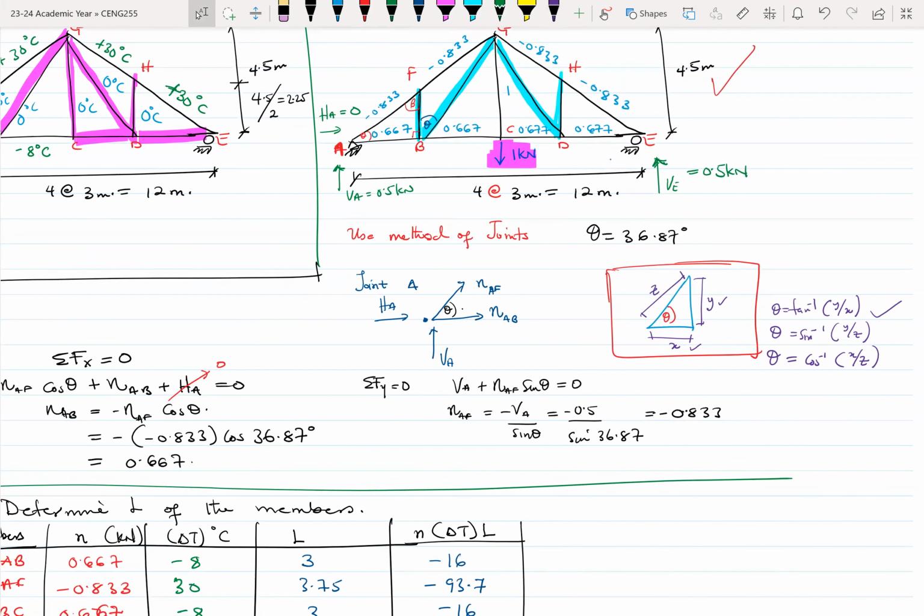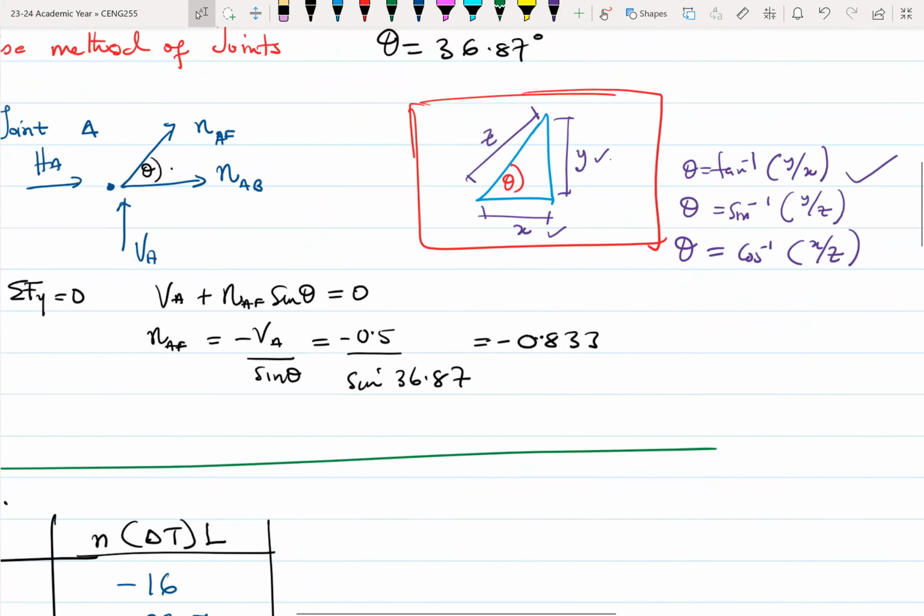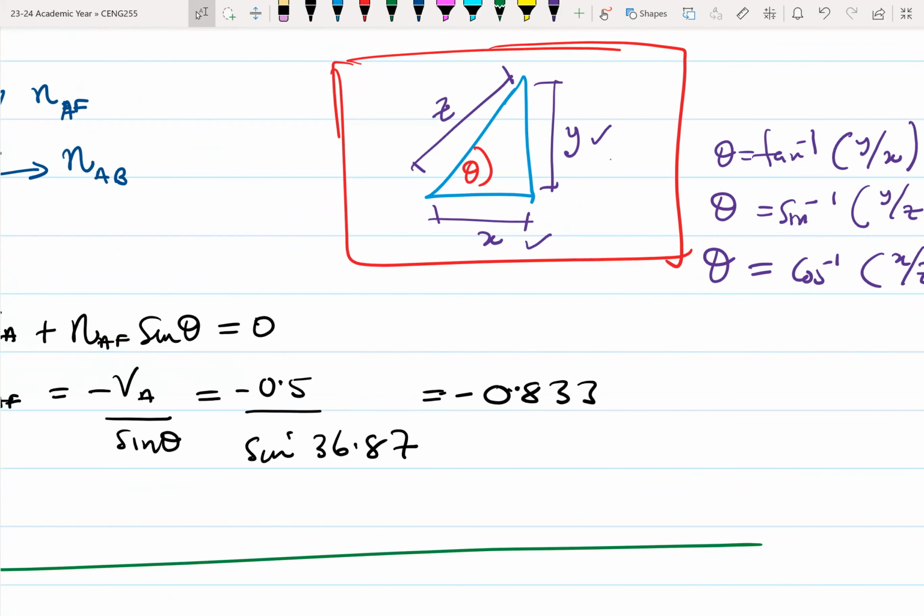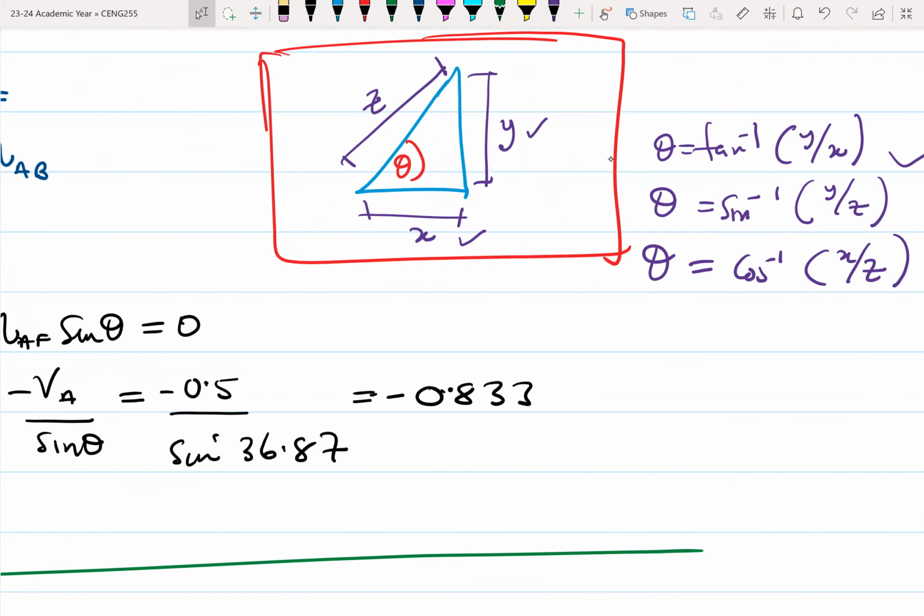Now, how do you get the length values? Again, it's the same process here, the Pythagoras theorem. If you know x and you know y, you can find z. Z squared is equal to x squared plus y squared. So z is equal to the square root of x squared plus y squared. If you know the angle too, you can also find z.